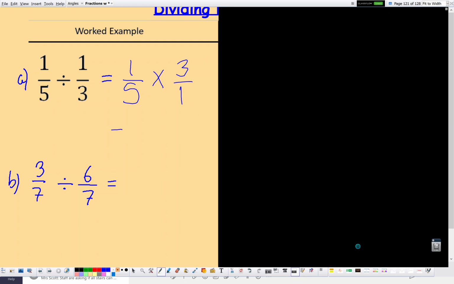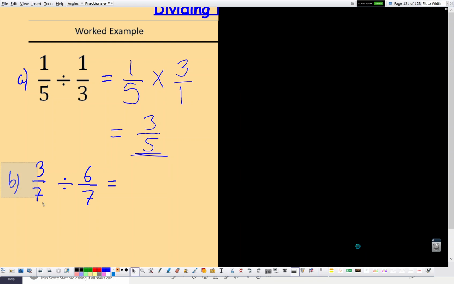and multiply the bottom. Now, remember, when we're multiplying, we're looking for those corners. Can I simplify? Well, no, I can't. So it's just 1 times 3 is 3. 5 times 1 is 5. And the answer is just 3/5. Okay, that's it. So all we did is we flipped the second fraction upside down and changed it to a times. So I'll show you how it works with the next one too.